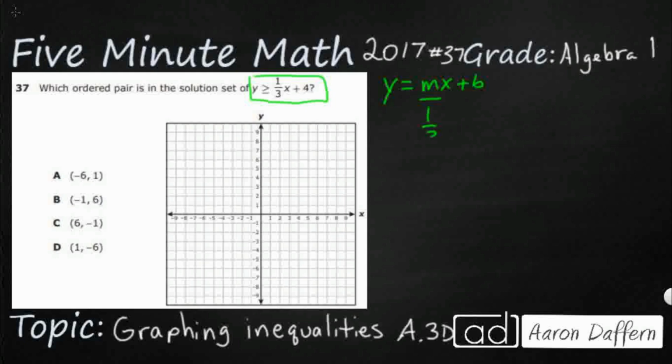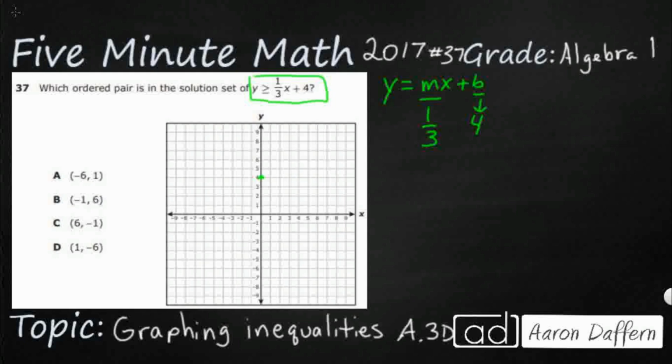So what we can do here is we can take a look and say, you know what? That 1/3, that's my slope. And then my positive 4, that is going to be my y-intercept. Okay, so we actually know some things about this so far. I've got a y-intercept of positive 4.